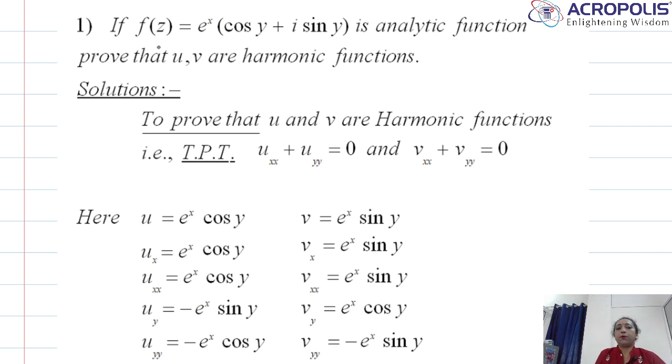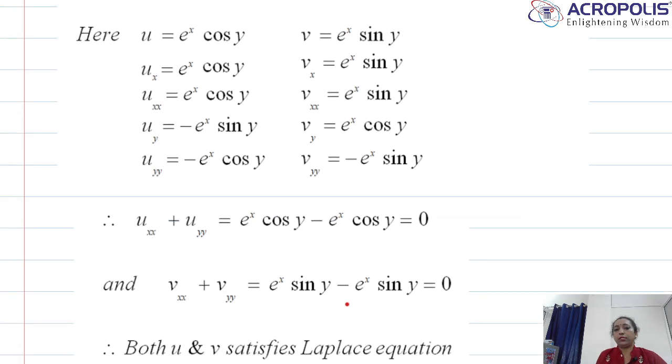So here is the first example. If f of z is equal to e to the power x into cos y plus i sin y is an analytic function, then prove that u and v are harmonic functions. As I have earlier told you, if u is a harmonic function, then u will satisfy the Laplace equation, that is del 2u by del x square plus del 2u by del y square equal to 0. And if v is a harmonic function, then it will satisfy del square v by del x square plus del square v by del y square is equal to 0. So we have to prove these two conditions for u and v respectively.